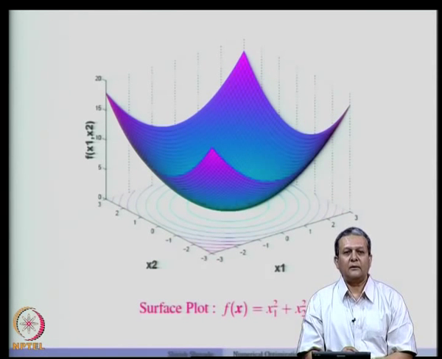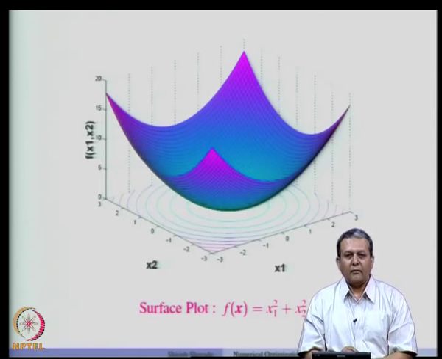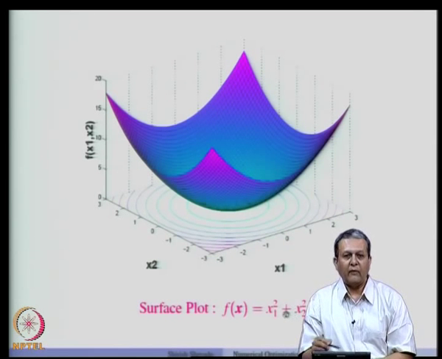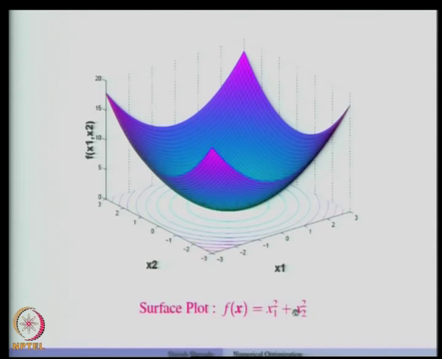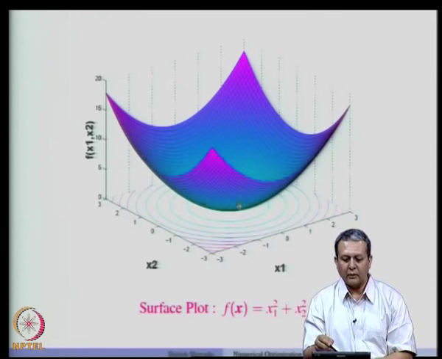So, let us see some functions. Here is a function f of x equal to x1 square plus x2 square. These are the two variables x1 and x2, and this is the plot of the function, which we have seen earlier also. You will see that the minimum of this function occurs somewhere here. This is a cup shaped object and the minimum occurs at the bottom. Along with the surface plot, you will see what are called the contour plots of this function. We are mainly interested in looking at the contour plots.